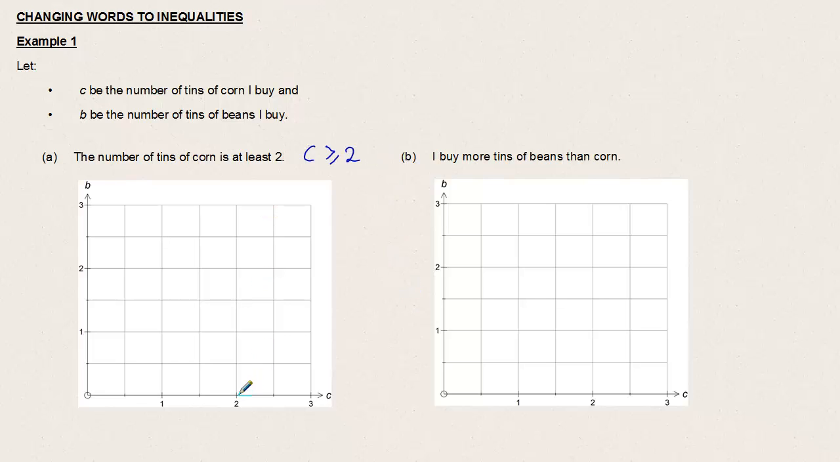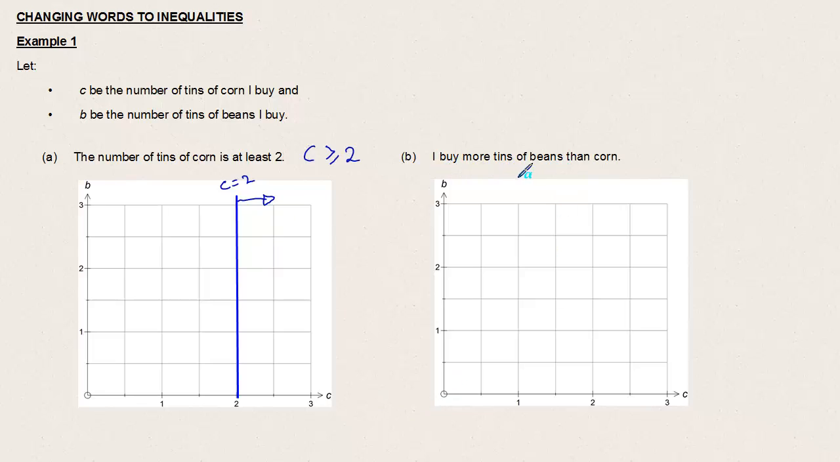So to put that on here, let's put the line C equals 2 onto the graph, and then I always use an arrow to indicate the direction of the inequality, or you may shade the region of the inequality or even shade out the bit that isn't the inequality. But to start with, an arrow's a good thing to do.